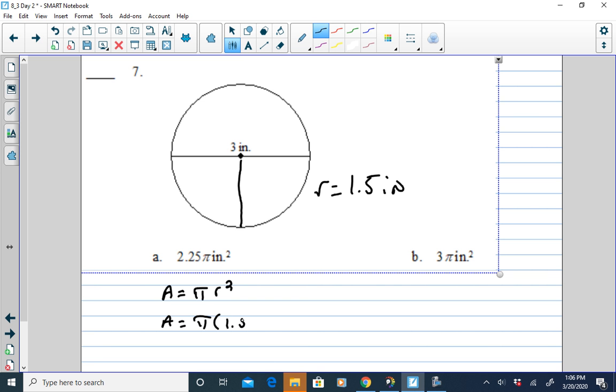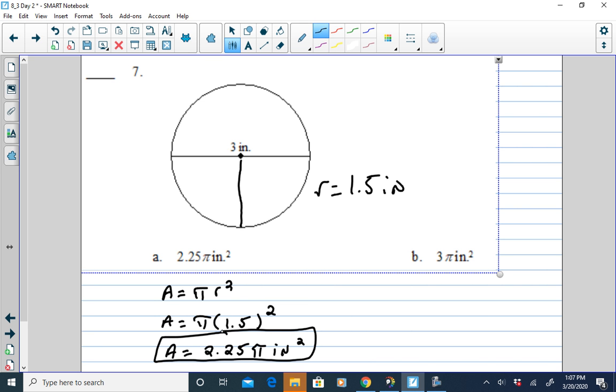So that's going to be 1.5, squared. So we take our 1.5 and we multiply that by itself, 1.5, and we wind up with an area of 2.25 times pi square inches. And that would be answer A for question 7.